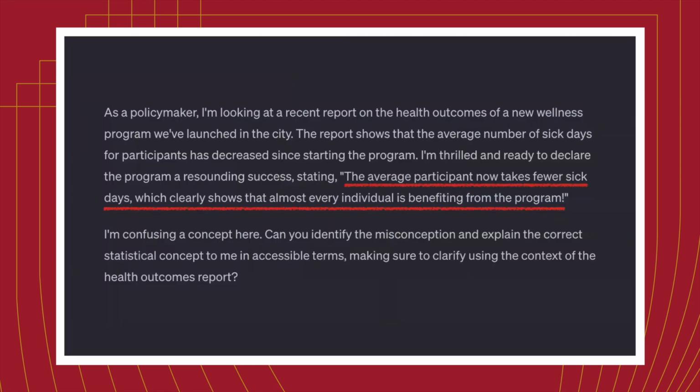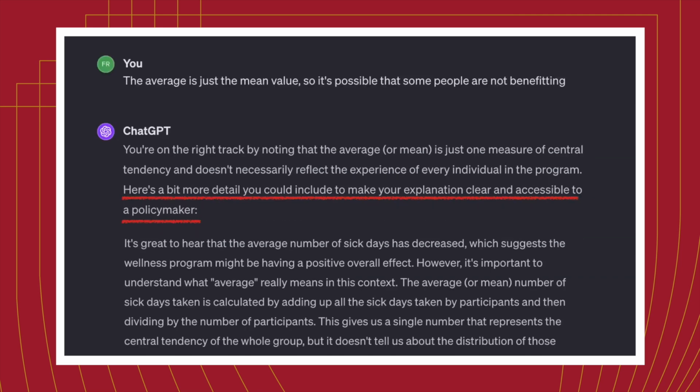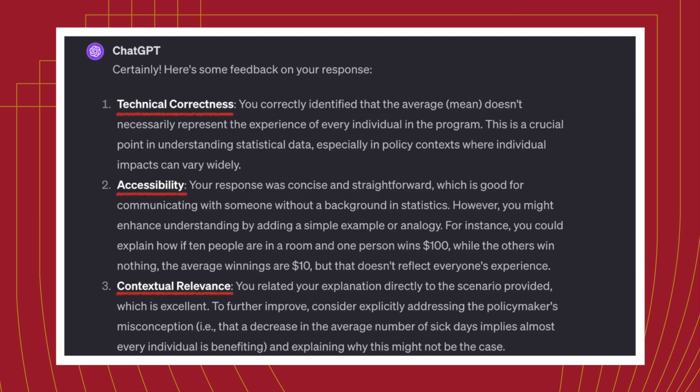ChatGPT pretends it's a policymaker. It talks about some program. In this case, it's a sick day related program, and it misuses the concept of the average. It says that the average relates to all participants instead of just being an average value, and so it asks the student to then correct it. I give it a very, very kind of basic explanation, and ChatGPT takes that in, gives an alternative that fleshes things out in more depth, and so gives you different ideas to use in how you explain things.